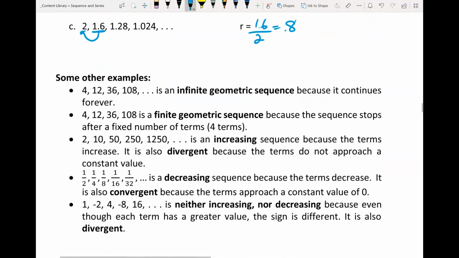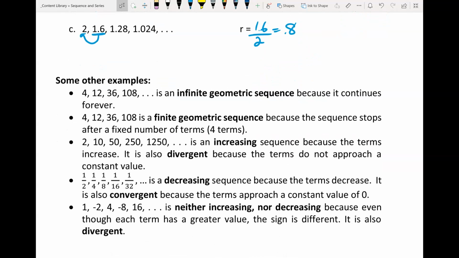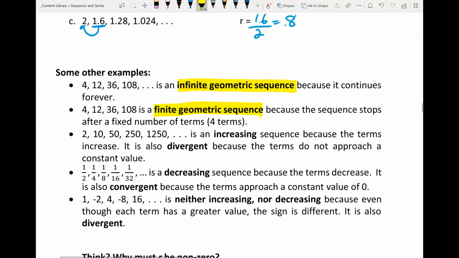Here's some other examples. 4, 12, 36, 108 is an infinite geometric sequence because it continues on forever. If it ends at 108, this is a finite geometric sequence because the sequence stops after some number. Now, the next type, we have 2, 10, 50, 250, 1,250. This is an increasing sequence because the terms increase. And it's also divergent because its terms do not approach a constant value.